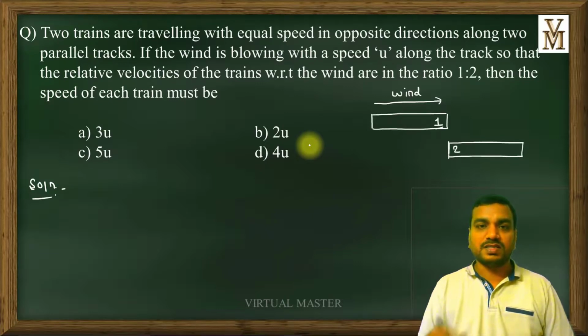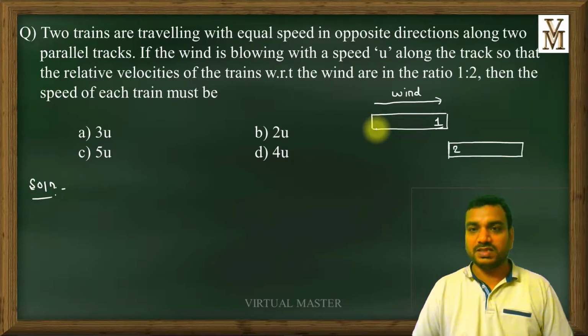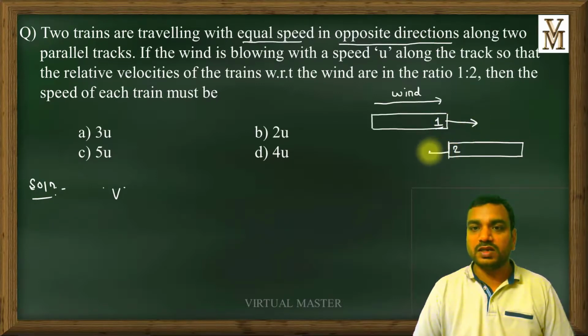Okay, let us try to understand the question. In the question it is mentioned that two trains are traveling with equal speed. Okay, there are two trains. I will call those two trains as train 1 and train 2, and I am representing trains with a rectangular box. It is just an imagination, and they are traveling with equal speed. Let V be the speed of the two trains, and these two trains are traveling in opposite directions. If train 1 is traveling in this direction, then naturally train 2 should travel in the opposite direction.